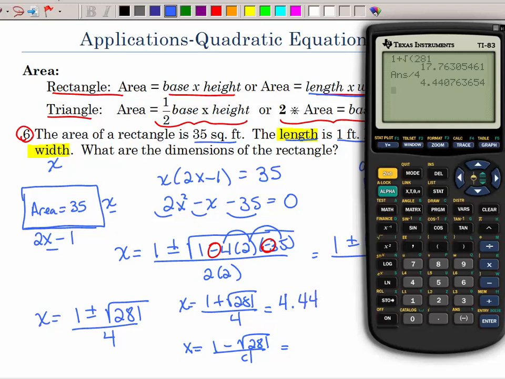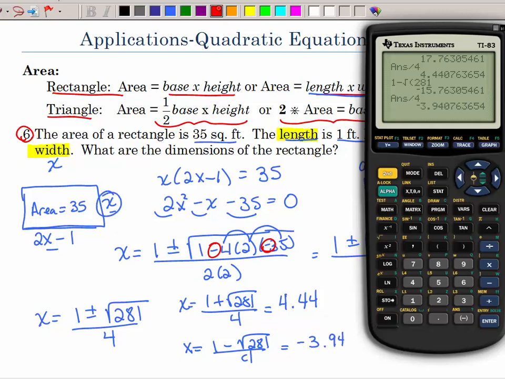Now let's do the other one. We have 1 minus the square root of 281, and notice that that's a negative 15 divided by 4, which is going to be negative. And can a width be negative? No, it cannot. So we're going to throw that out and say it cannot be negative.